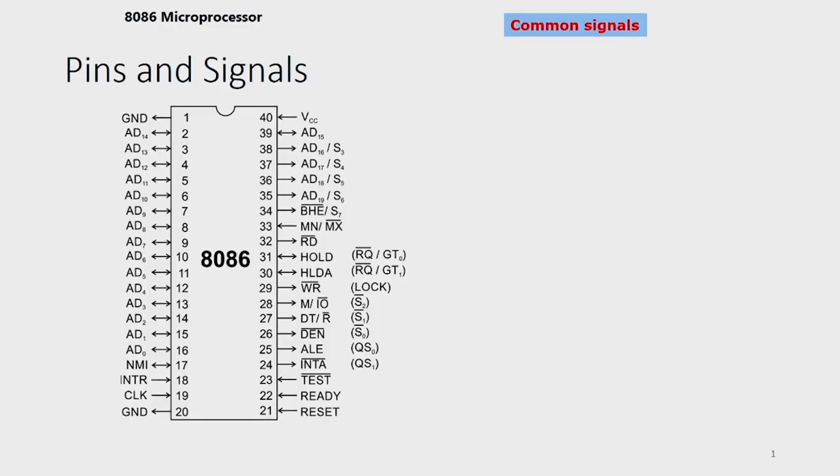So, last class we have discussed the 8086 architecture. Now, we will discuss the different pins and their functions. Of course, we have discussed most of the functions already while discussing the architecture and the microprocessor operations. So, coming to this, 8086 is a 40 pin IC available in dual inline package.